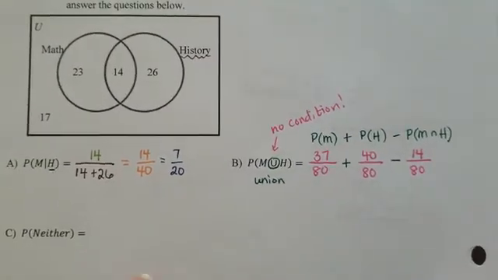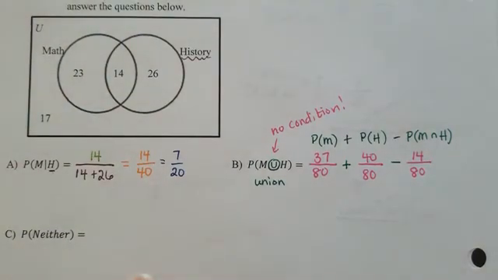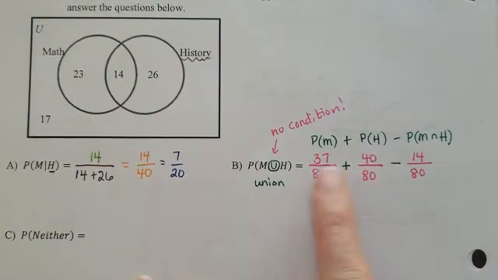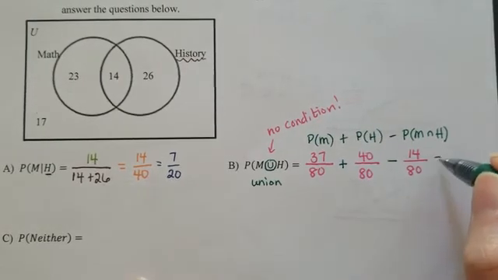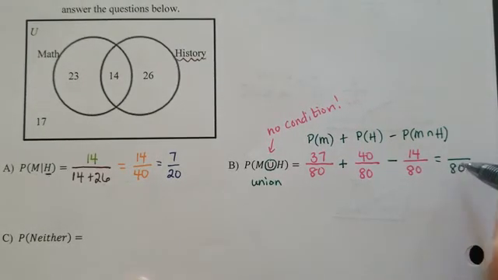Okay. Then when we do the math, 37 plus 40 is 77, and 77 minus 14 is going to be 63. Okay. And then that would be our final answer.